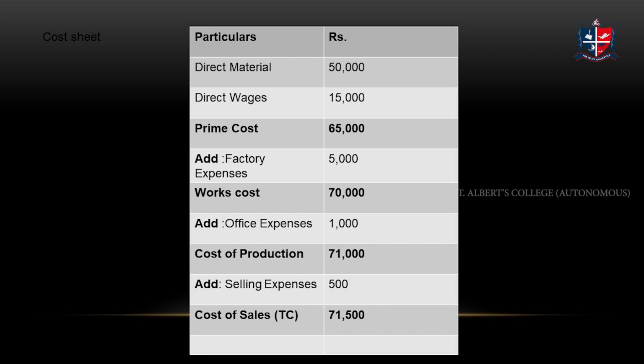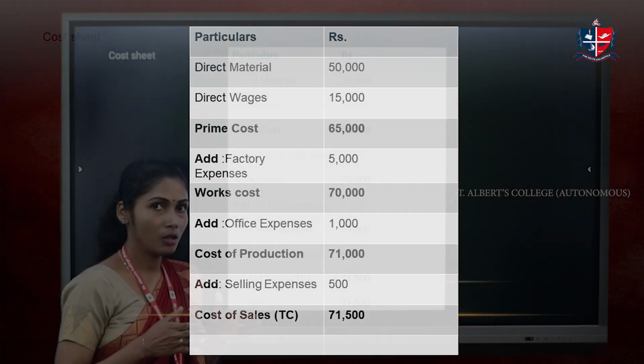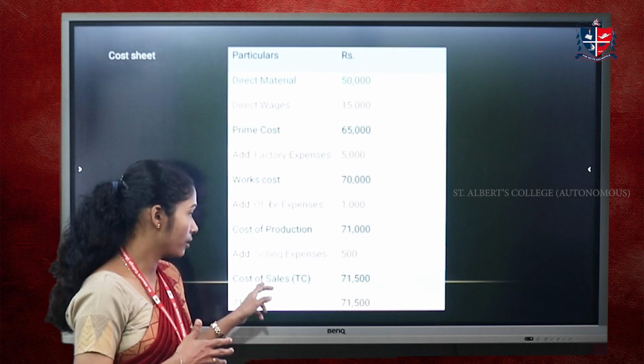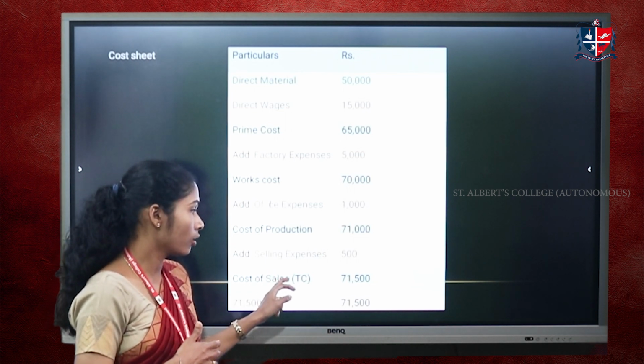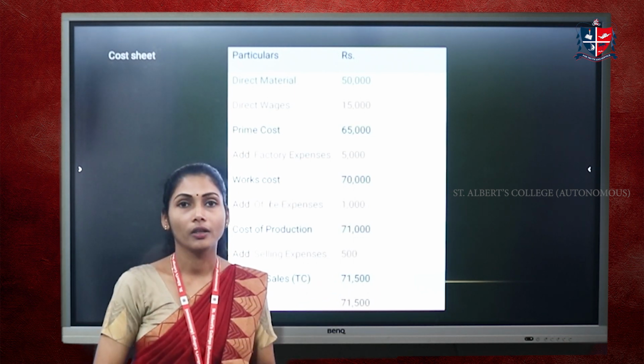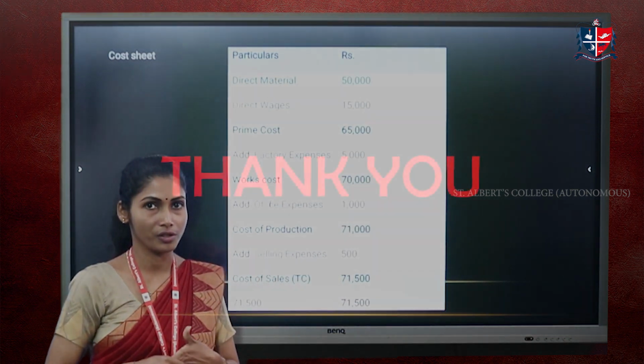Add selling expenses, which is also called selling and distribution overhead, that is 500. Then we get cost of sales or total cost, that is 71,500. There is no information regarding the sales, so there is no need to calculate the profit portion of the organization. So this is the final answer: cost of sales or total cost is 71,500. This is the simple computation of a cost sheet. Thank you.